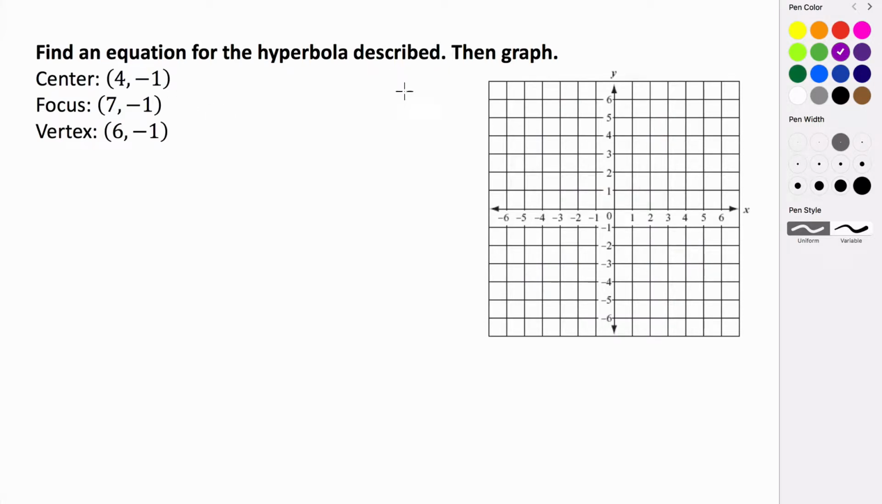In this video, we want to find the equation of a hyperbola and graph the hyperbola when given the center, focus, and vertex. So the center is at (4, -1), so we can plot that point. So (4, -1).